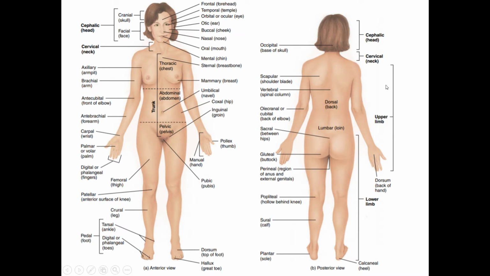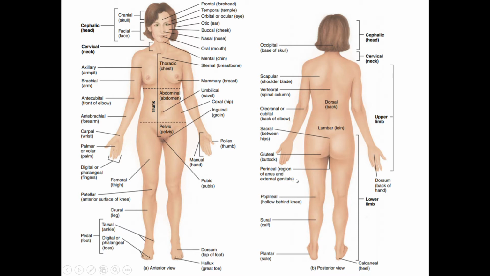In the posterior view, these are the regional names. We have occipital, the base of your skull. Your shoulder blade is scapular. Your spinal column is your vertebral. We have also the back of your elbow, olecranal or cubital. Then between your hips is what you call the sacral, and your loin is your lumbar. Gluteal, we have your buttocks.